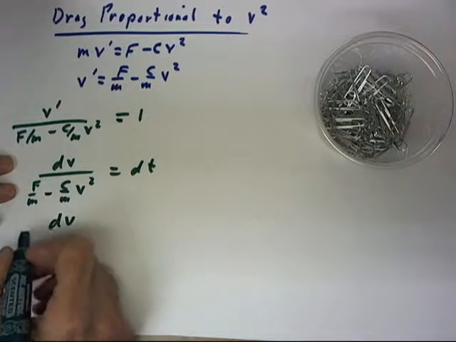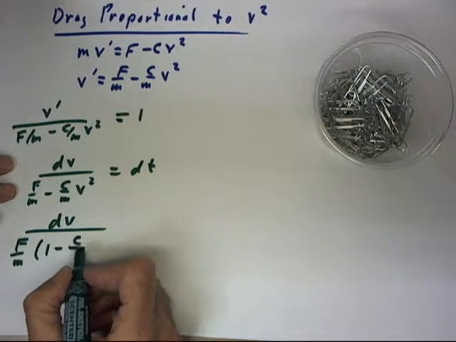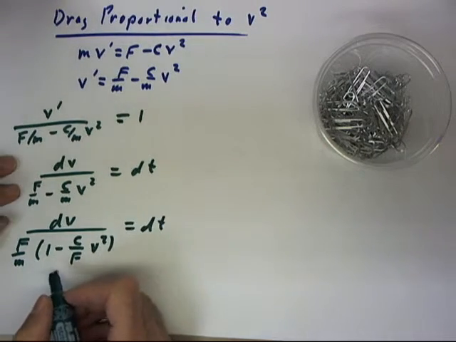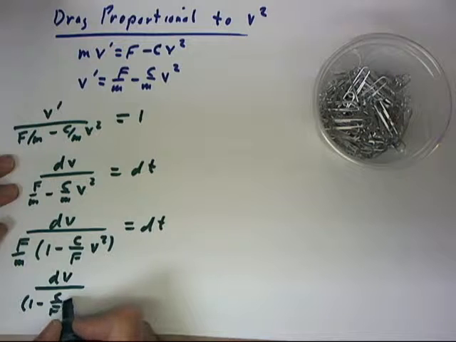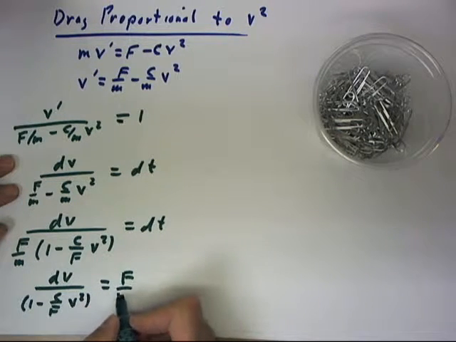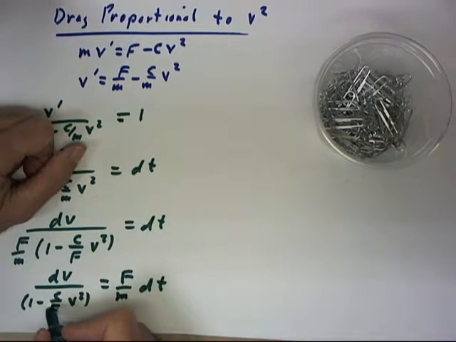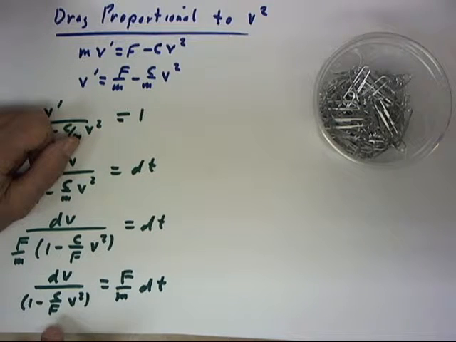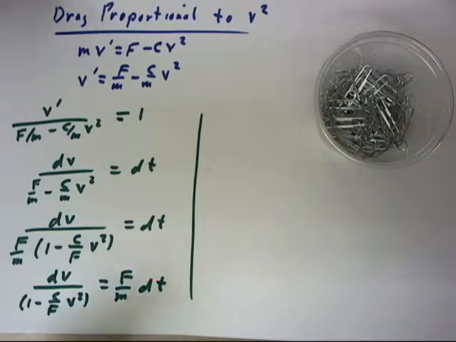We obtain dv divided by f over m times 1 minus c over f times v squared equals dt, giving us the equation dv over 1 minus c over f v squared equals f over m dt. Now, this can be simply treated as the difference of two squares. The sum and difference then of the square root of c over f v. Now we'll see that in a minute, and we'll continue with the solution in the very next clip.